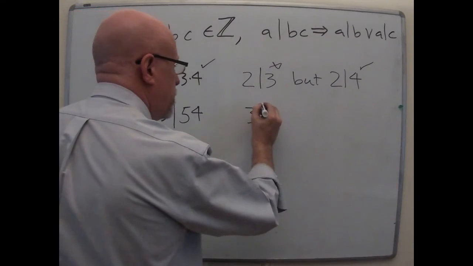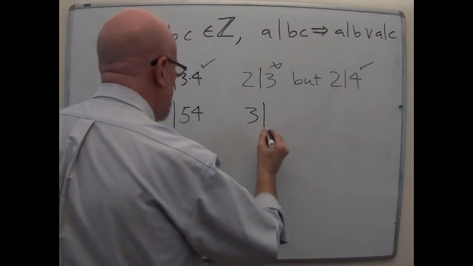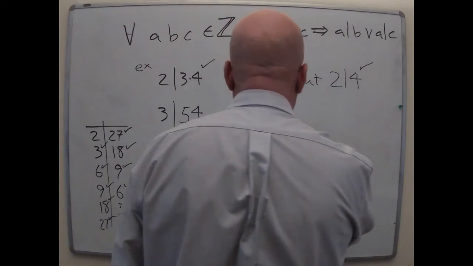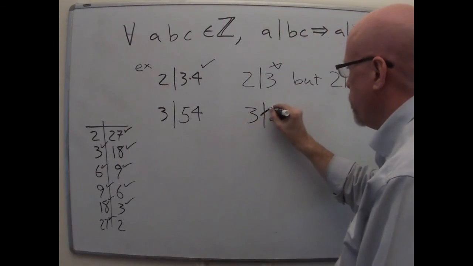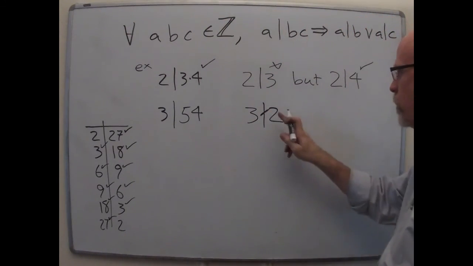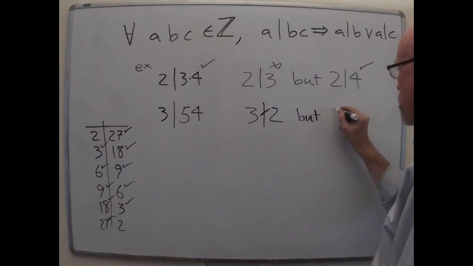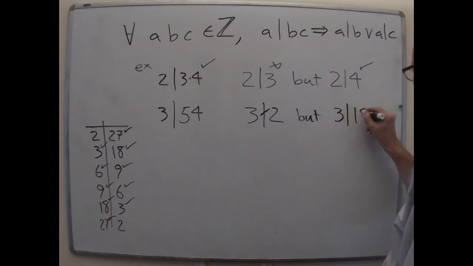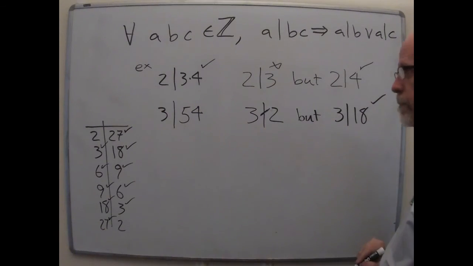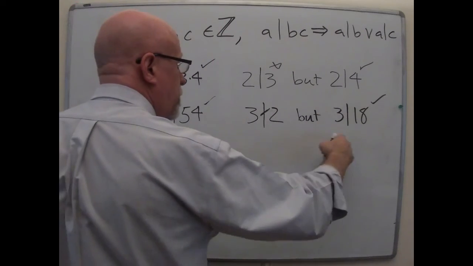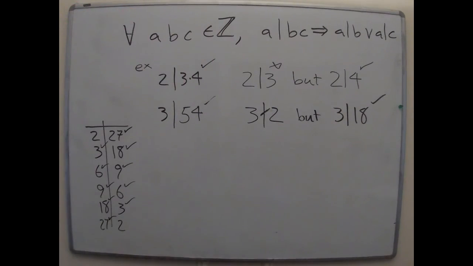3 divides 2 is not the case. Instead of writing that little X there, I'm actually going to use the official notation, put a slash through the symbol. But it does divide 18, for instance. So this guy's true. That was not, but the or sentence is. Yeah, put them together. So why does this fail?